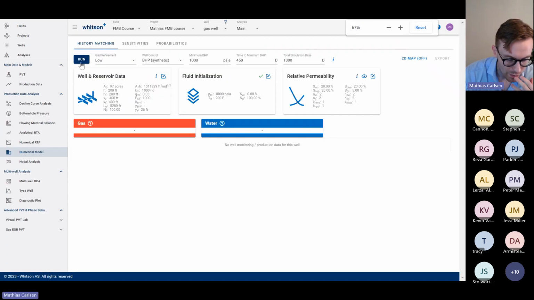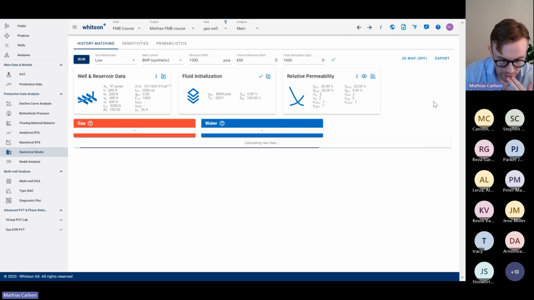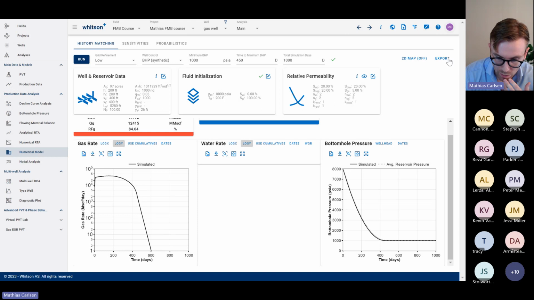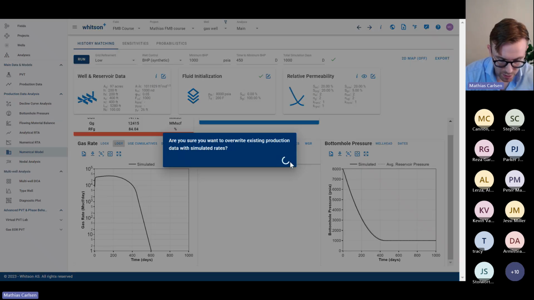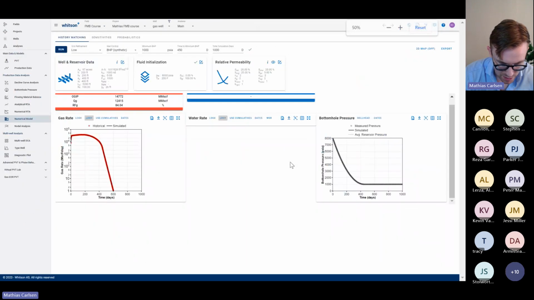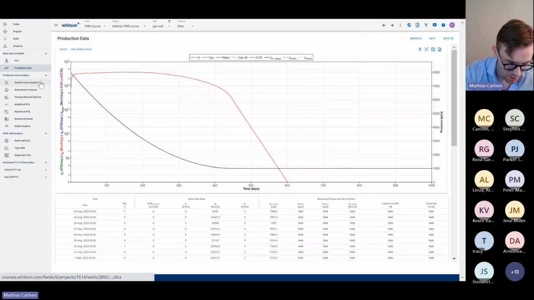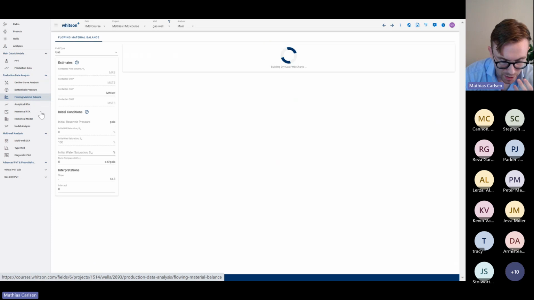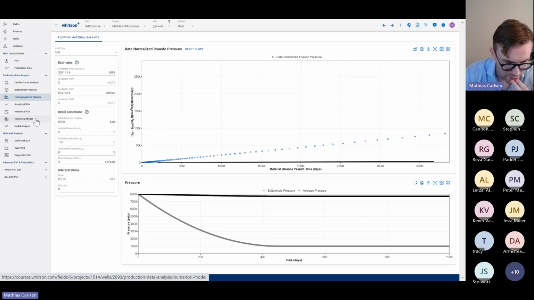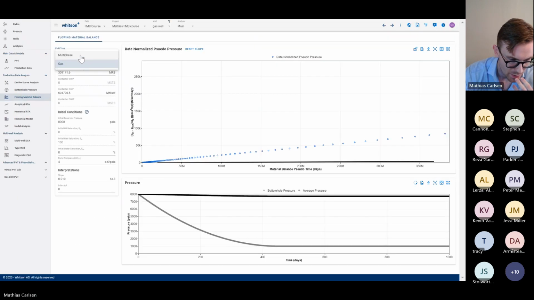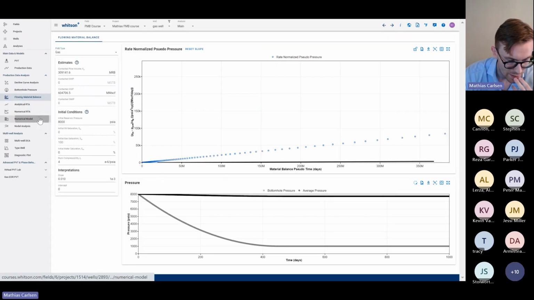Okay. So if I take that, I just run it and I upload that as rates. So for those that don't see it, I can go up to the right here and I can set historical rates equal to simulated data. And what that does is that it then databases these rates as inputted production data in the plot here. So we obviously see this goes into boundary dominated flow. So in the flow material balance then, we see that the FMB type by default is predicted to be gas.